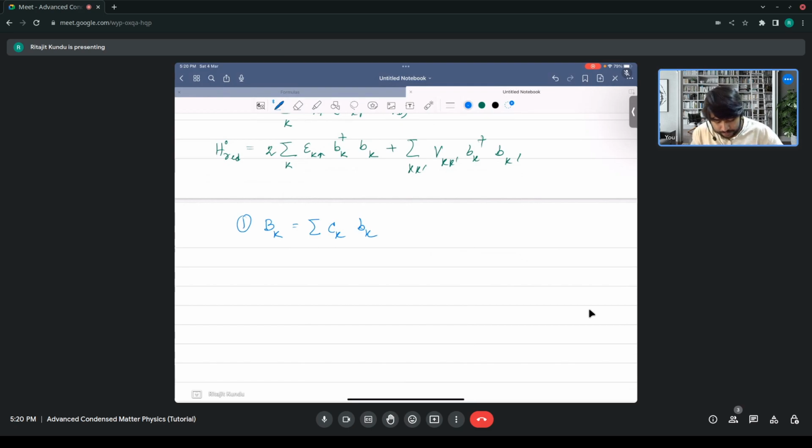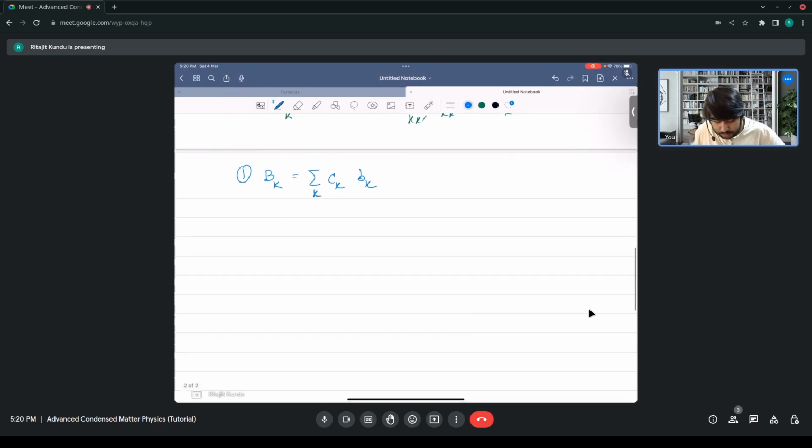Okay, so if this is my eigenstate, then b_k and capital B_k are annihilation operators that annihilate a pair. If this b_k was bosonic, then this B_k would also be bosonic. So let's look into the details of this b_k, whether it is bosonic or not.